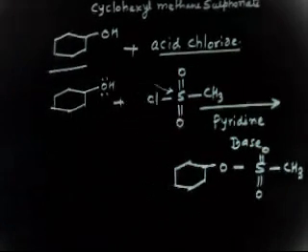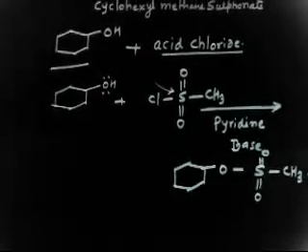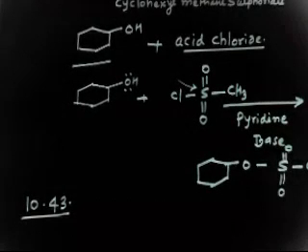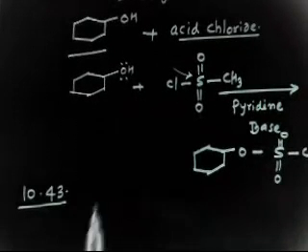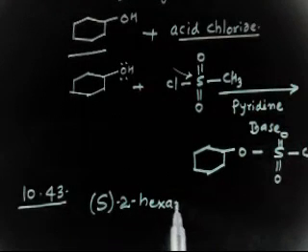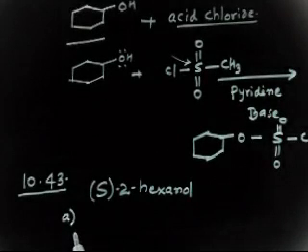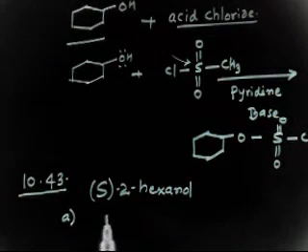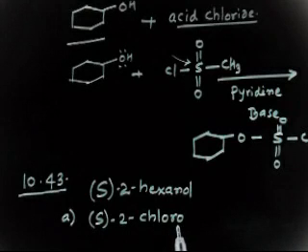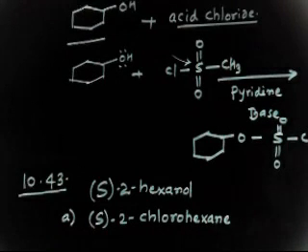Now this 10.43. So this says, how can you convert S-2-hexanol to, first is S-2-chlorohexane. So you have S-2-hexanol, and you have to convert it into S-2-chlorohexane.